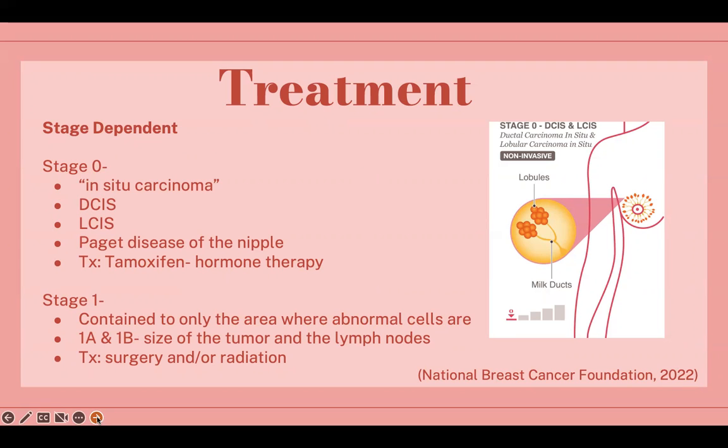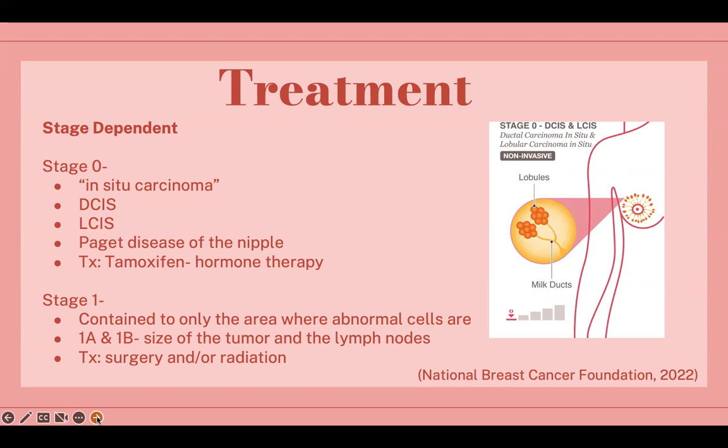In stage 0 breast cancer, the atypical cells have not spread outside of the ducts or lobules into the surrounding breast tissue. Ductal carcinoma in situ is a very early cancer that is highly treatable, but if it's left untreated or undetected, it can spread into the surrounding breast tissue.